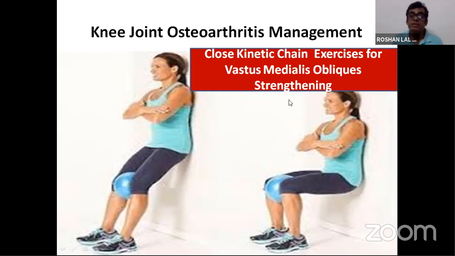For strengthening of the VMO, we place a ball or a towel roll between the knees or thighs, and then we ask the patient to bend the knees. The adduction of the hip joints helps in strengthening the VMO, because VMO is an extension of the adductor muscles. So by adducting the hip joint, that can fire the adductors and strengthen the vastus medialis obliquus.